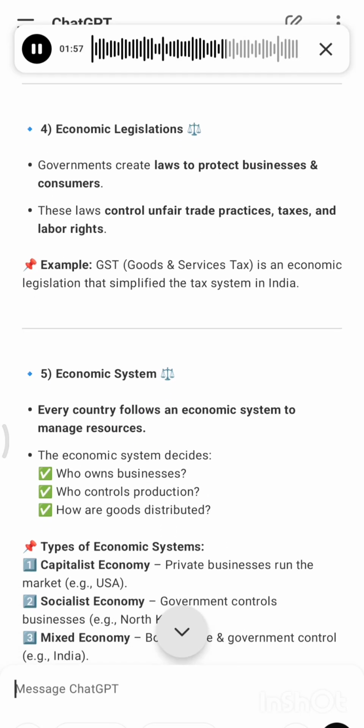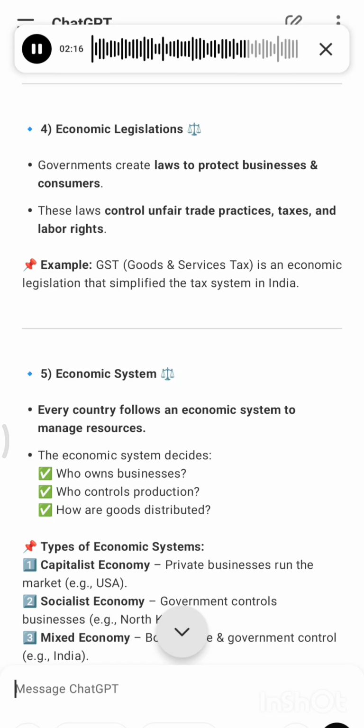4. Economic legislations. Governments create laws to protect businesses and consumers. These laws control unfair trade practices, taxes, and labor rights. Example: GST, Goods and Services Tax, is an economic legislation that simplified the tax system in India.